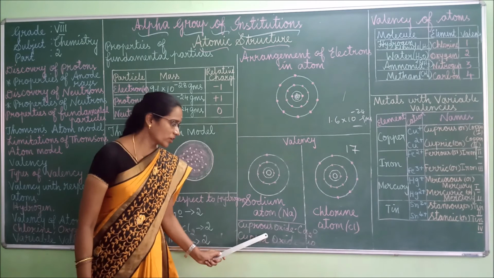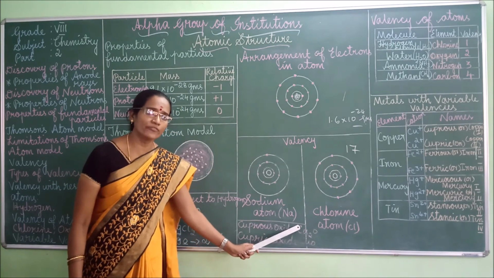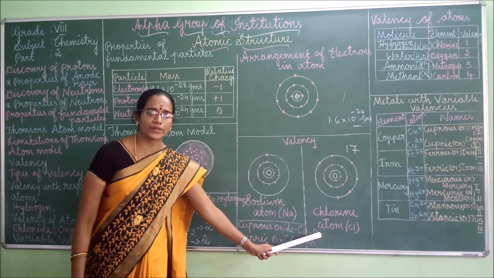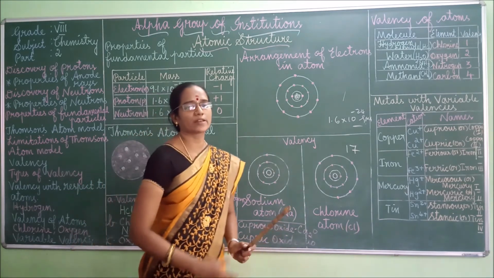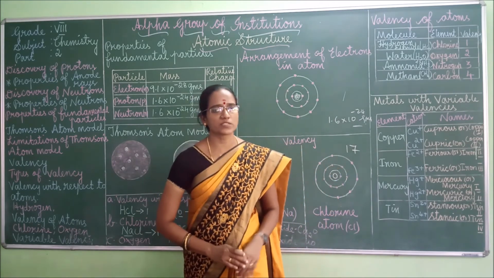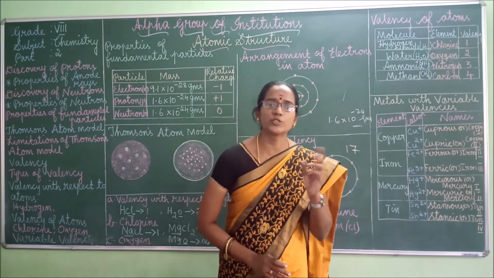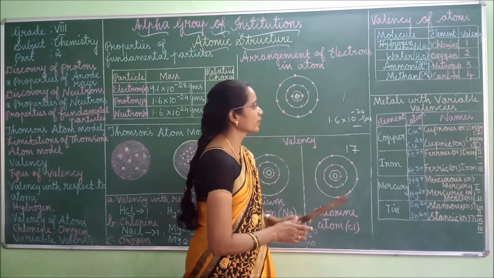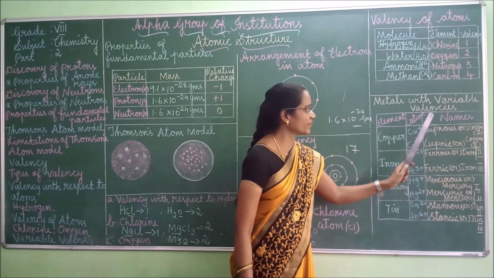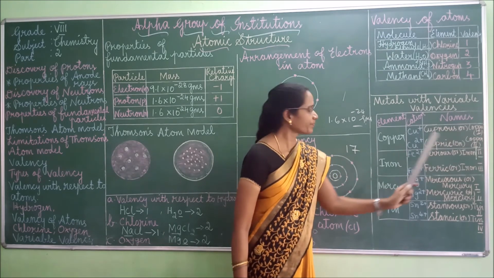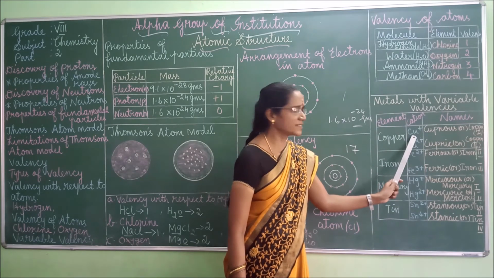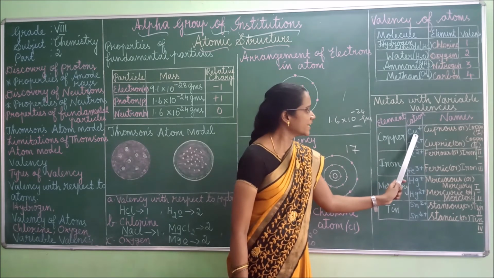Here for cuprous oxide the valency of copper is 1, whereas for cupric oxide the valency of copper is 2. Like that we have to calculate the variable valency. Variable valency means atoms of one element combine with another element to form more than one product. For example, an element is given, cation is given, names are given. Here the copper element is given and its formula is Cu.